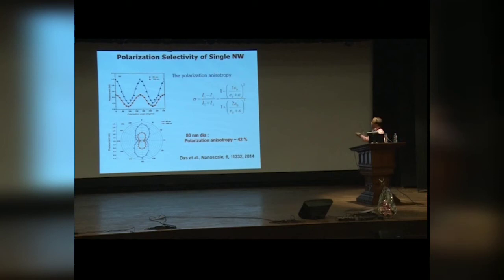This is also because of the geometry of the nanowire. Whether you couple the light parallel to the nanowire or perpendicular to the nanowire, the sensitivity is different. That's what we have shown: if you put it parallel to the nanowire, the photocurrent is highest. When it is perpendicular, it goes lower. So that means it has a polarization selectivity. If you put the polar plot of these two nanowire diameters, you can see the one with a lower diameter has higher polarization sensitivity, and the polarization anisotropy that you have got is about 42% for 80 nanometer diameter.